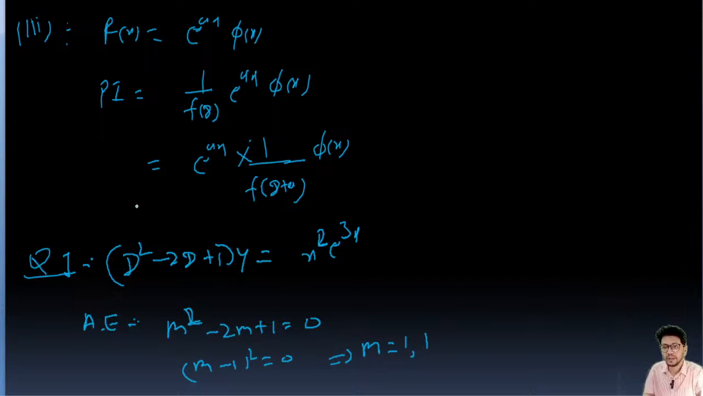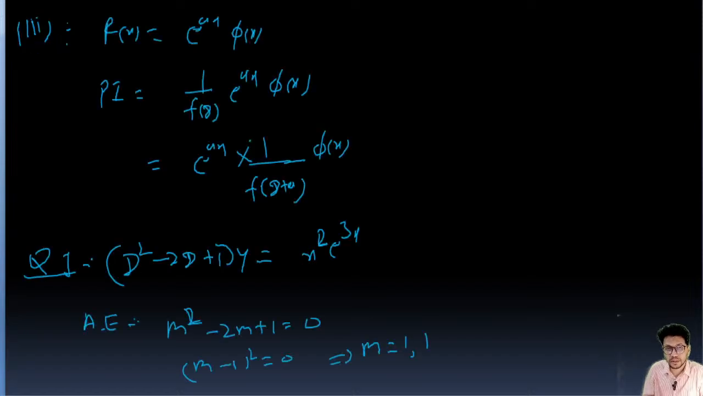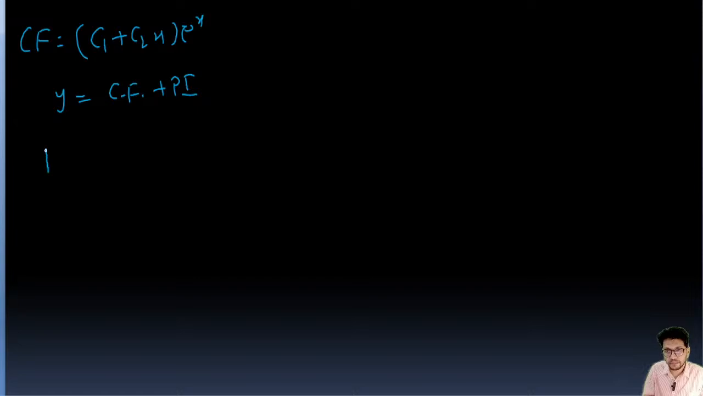Now the CF, because the roots are real and equal, is (c1 plus c2 x) e to the power x. Now we'll find the PI, because we know the solution y is going to be CF plus PI.